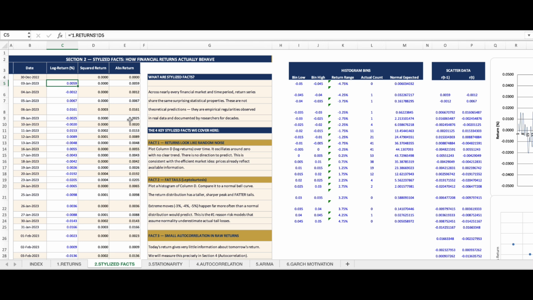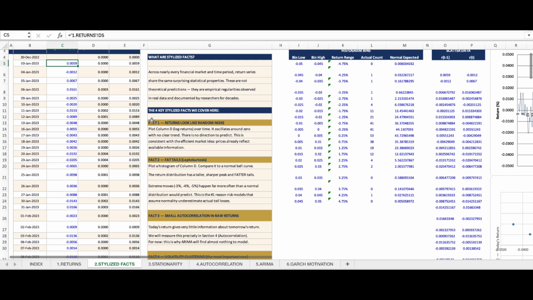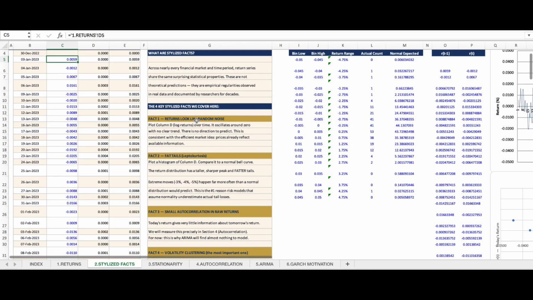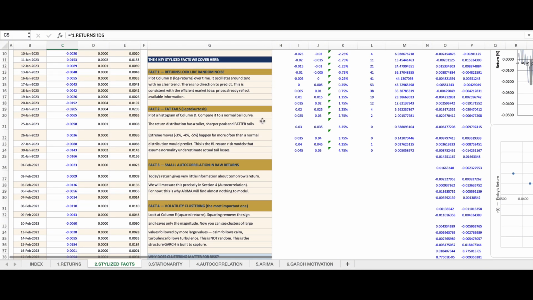Now, stylized facts are statistical properties that appear consistently in return data across different time periods. Not because any theory predicted them from scratch, but because researchers observed them repeatedly in real data. They are empirical regularities. I think of stylized facts as like the fingerprint, the biometric, of financial return data. Before you choose any model, you should look at this fingerprint and let it guide you.